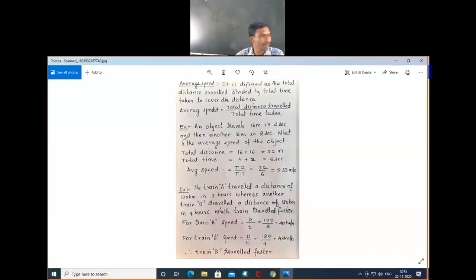So there is one example given here. An object travels 16 meters in 4 seconds and then another 16 meters in 2 seconds. So what is the average speed of the object? So, total distance how much?